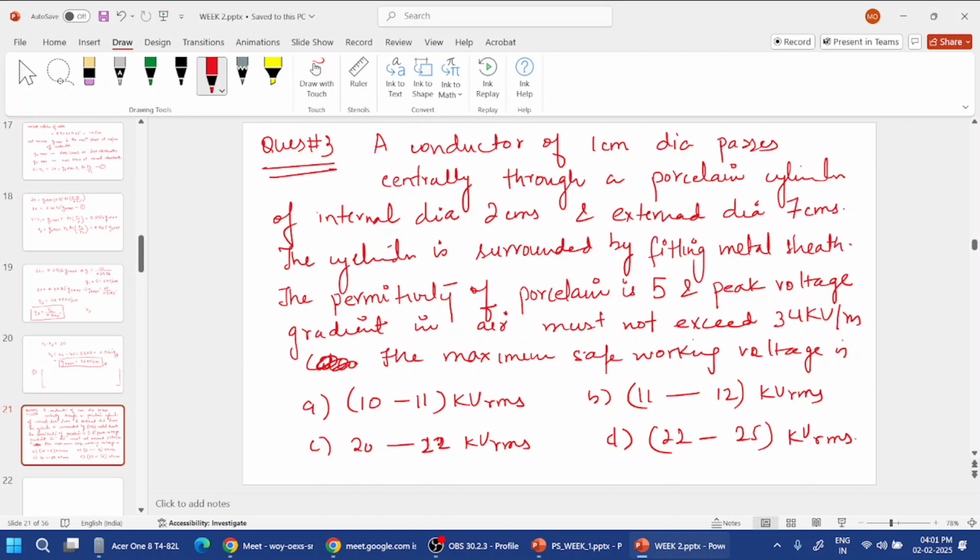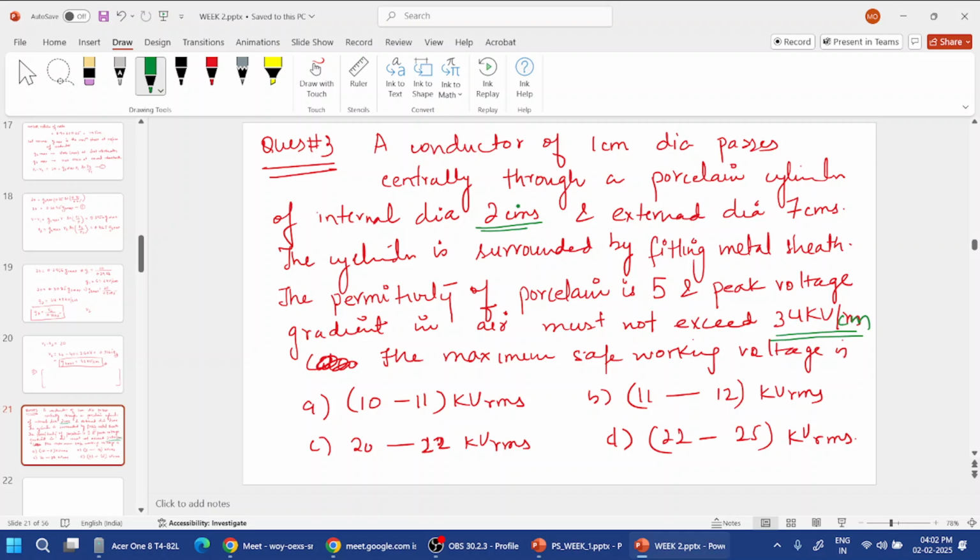What the question says here, a conductor of 1 centimeter dia passes through a porcelain cylinder of internal dia 2 centimeter and external dia of 7 centimeter. The cylinder is surrounded by a tightly fitting metal sheath and the permittivity of the porcelain is 5 and the peak voltage gradient in the air must not exceed 34 kV per centimeter. The maximum safe working voltage is, you have to give me the correct answer.